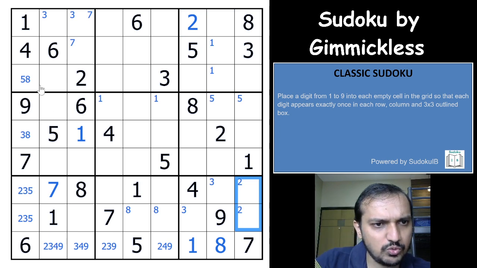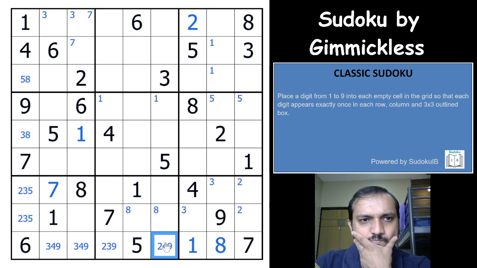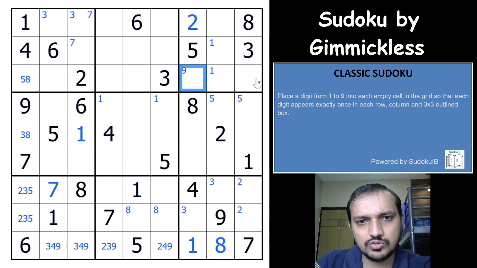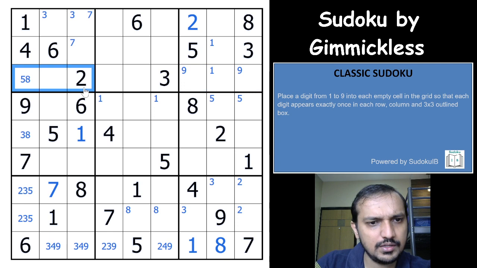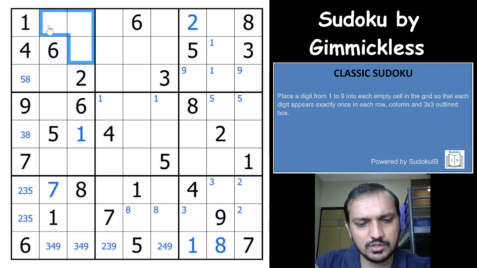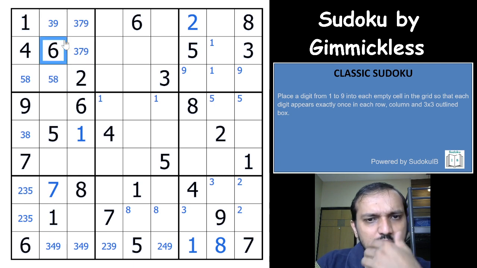We know that 2 has to be in one of these two cells only. You cannot have a 2 here, neither can you have a 2 here. So 2 can be eliminated from this cell. 2 is in one of these two cells. So these two cells are 9, and that gives 3, 7, 9. We get a 3, 7, 9 triplet. That's a nice one. So this cell cannot be a 7, 3, 9, or 7. So these two cells will have to be 5 and 8.